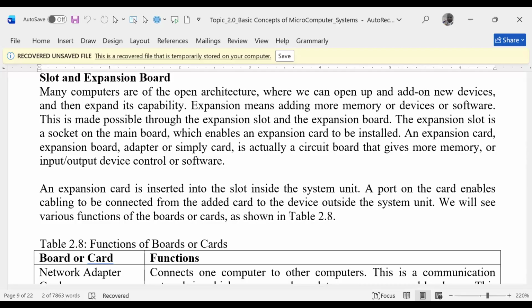So an expansion board or slot supports extra or additional components to be added to your computer. And when additional components are added, we classify it as upgrading. You have upgraded your computer system.